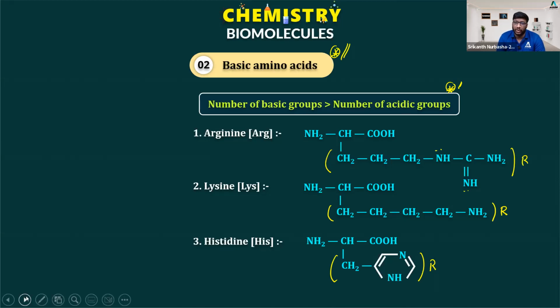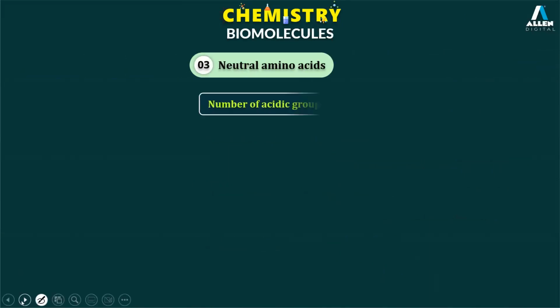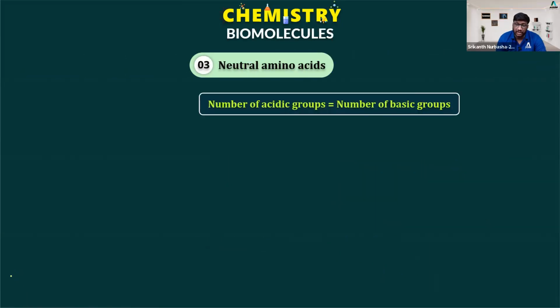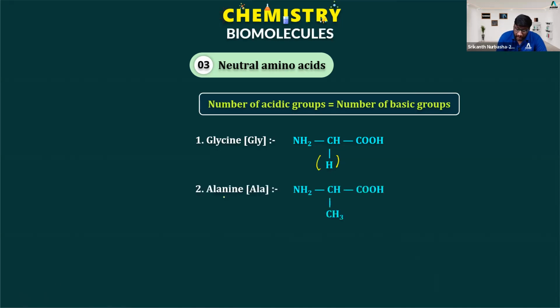Neutral amino acids are those where the number of acidic and basic groups are equal. Neutral means number of acidic groups equals number of basic groups. You have glycine in that category, NH2CH2COOH. Here, the alkyl group is just hydrogen. Alanine, NH2CHCH3COOH. Proline: in proline, what type of NH group do you have? Proline will have a secondary amine.